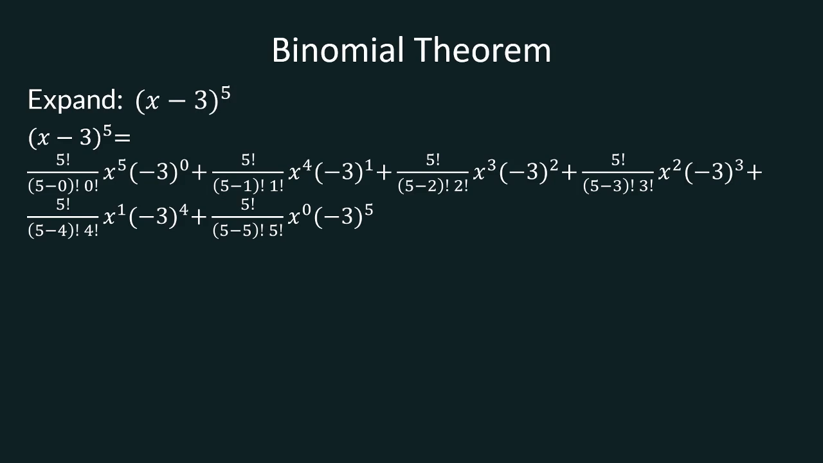Now, notice a pattern in them. The powers of the two terms always sum up to n. Always. So 5 plus 0 is 5. In the second term it is 4 and 1, which is 5. In the third term it is 3 and 2, which is 5. And so on and so on. And each of them always has to sum up to the power you were given in the question.